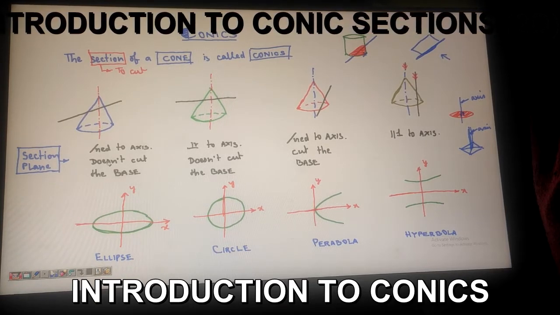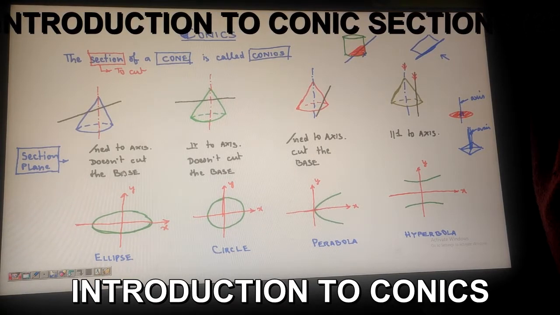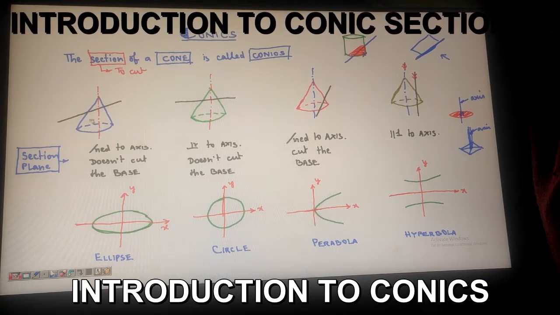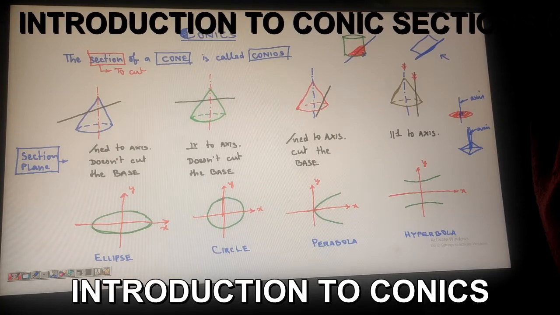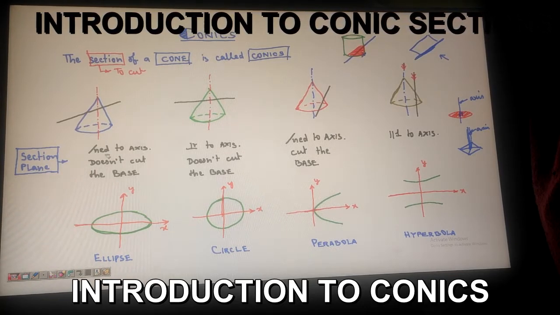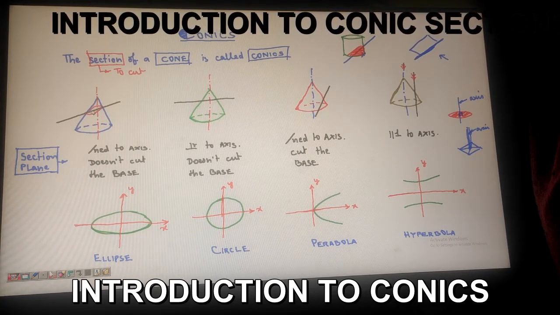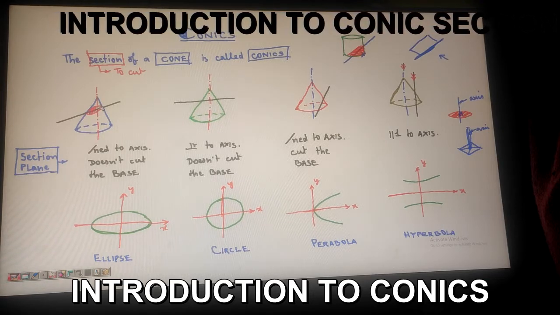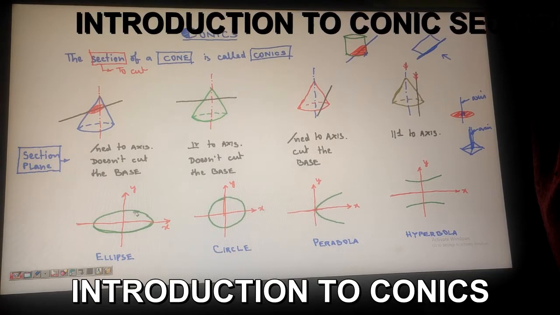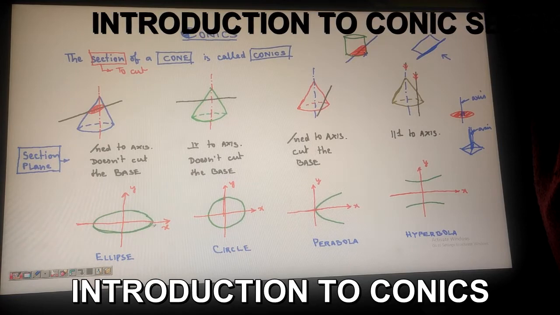When the section plane or cutting plane is inclined to the axis and doesn't cut the base, meaning it doesn't pass through the base, the shape we get is something like this. If you draw this shape in a plane, you will get a shape like this. This is called an ellipse.